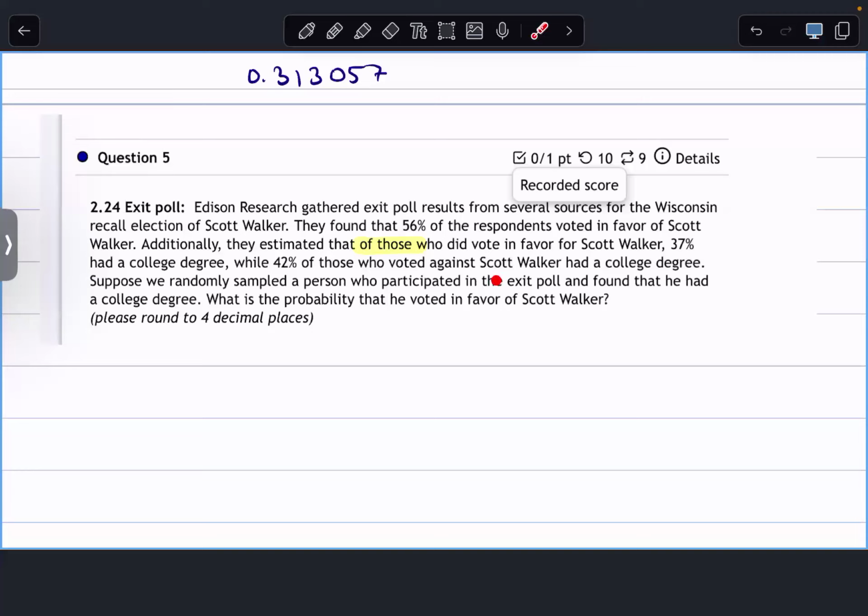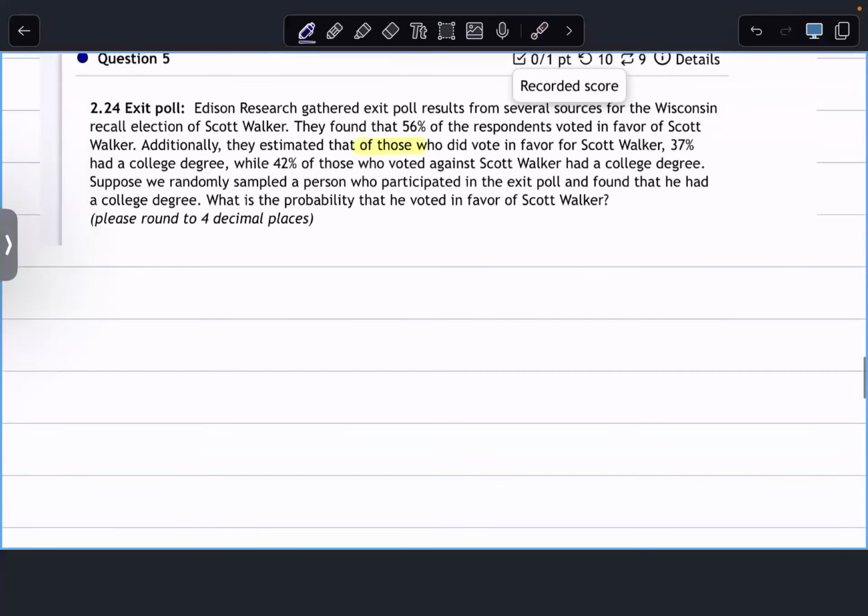Suppose we randomly sampled a person who participated in the exit poll and found that he had a college degree, so we know that this person has a college degree, or has tested positive. What's the probability that he voted in favor of Scott Walker? That's the same as asking what's the probability that they have HIV. So it's the same format, but it looks way different. So how are we going to build our tree here?